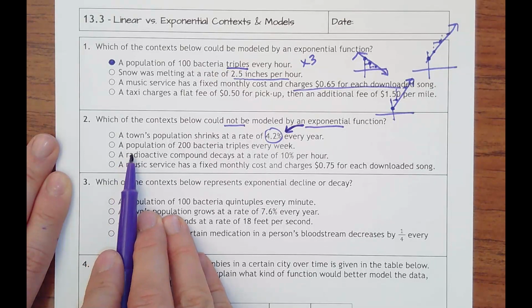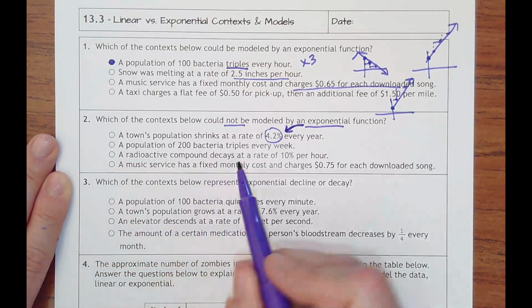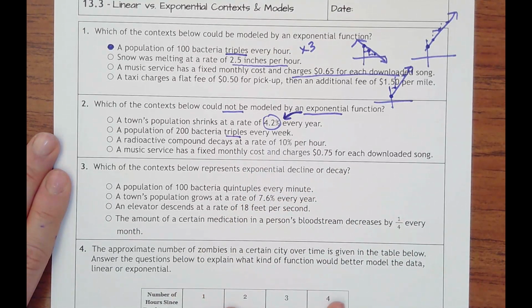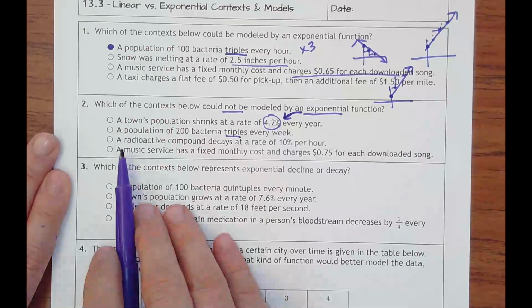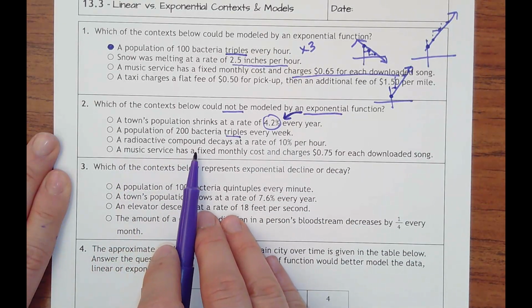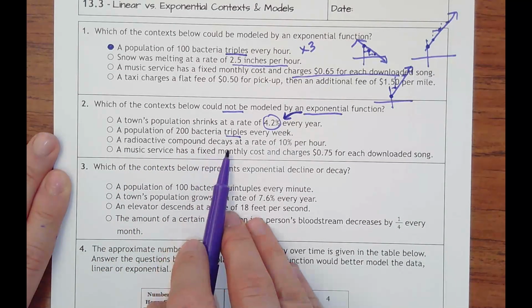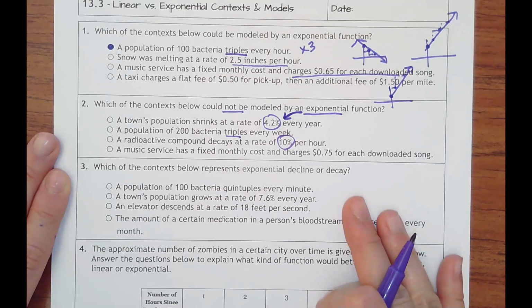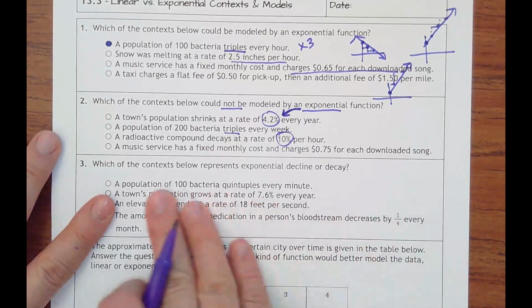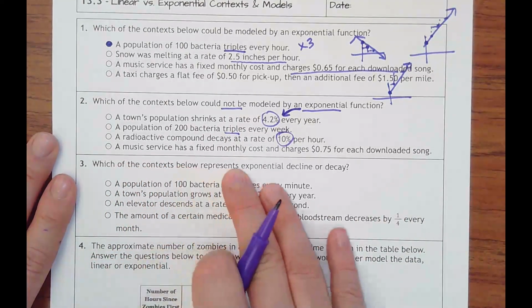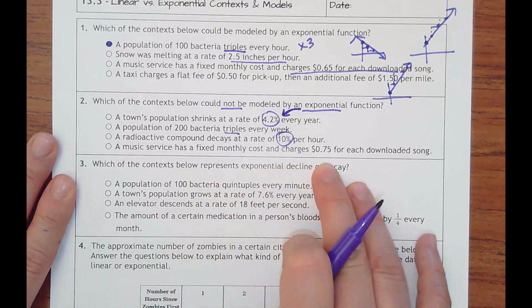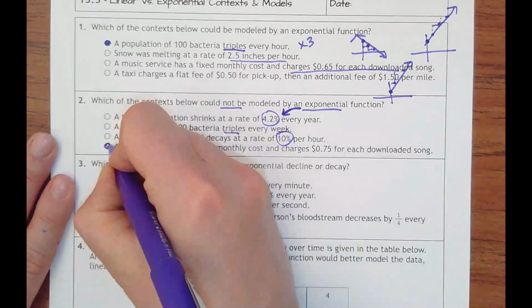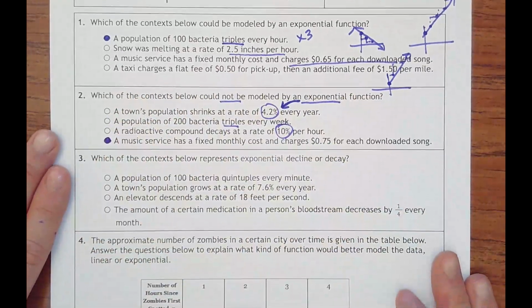Number 2 is a population of 200 bacteria triples. We've already said that tripling or doubling or quadrupling, that is exponential. The third one, a radioactive compound decays. So it's decreasing at a rate of 10% every hour. There's that percent again. So that's going to be exponential. Should be this last one. A music service has a fixed monthly cost and then charges 75 cents for each downloaded song. That is linear. That's a slope-intercept form problem.